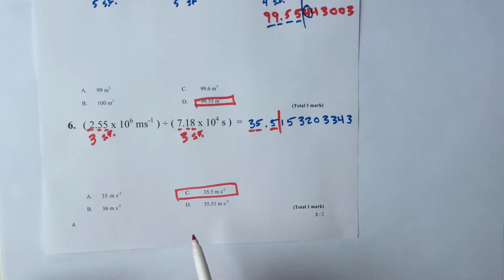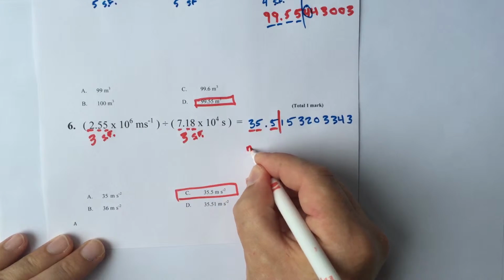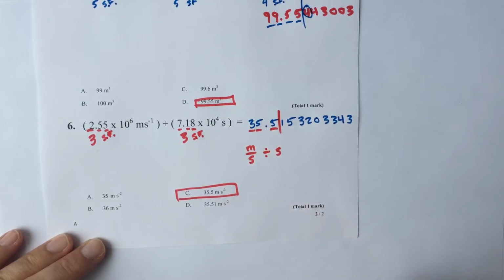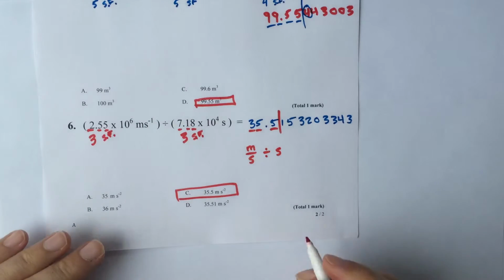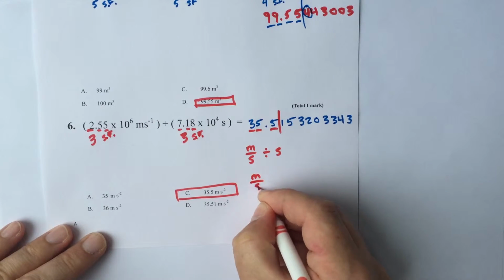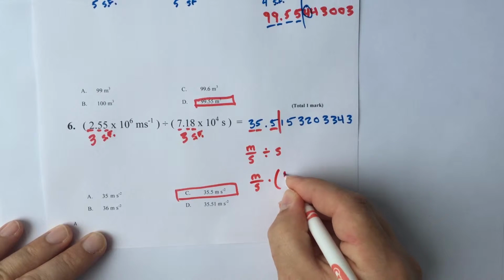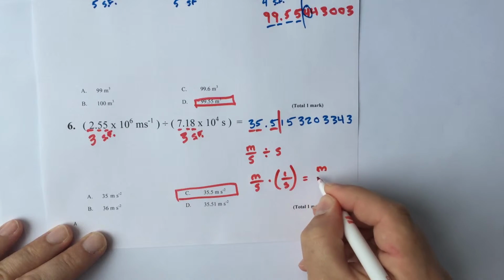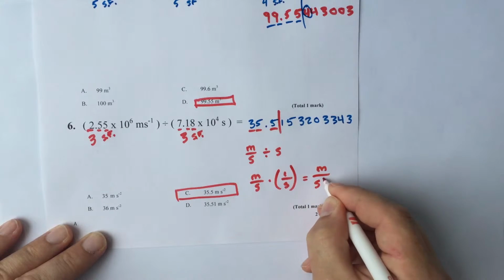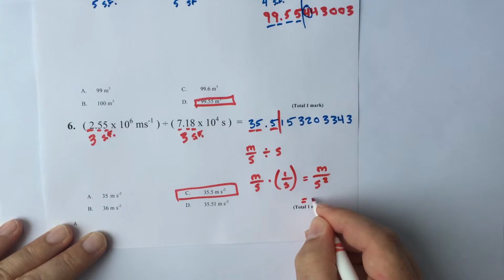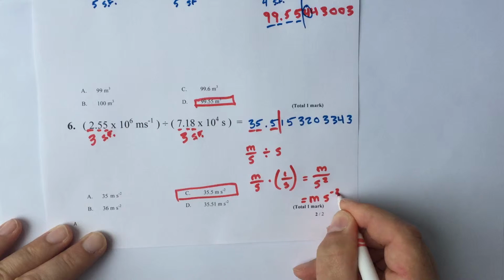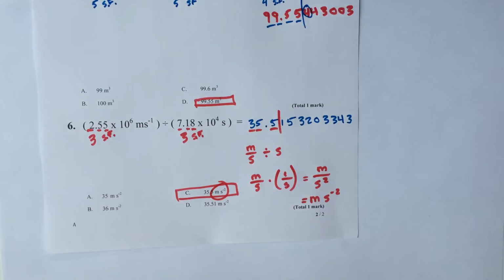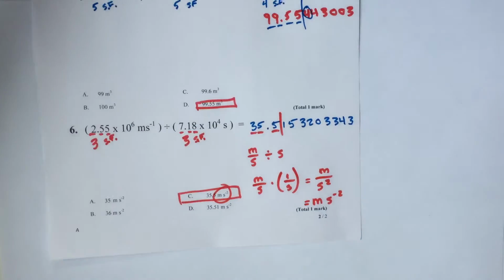We have units of meters per second divided by seconds, which is the same thing as meters per second times the reciprocal of seconds. And so we're going to get meters on the top and seconds times seconds on the bottom, or as IB would like to write this, meters per second squared. That would be the units. Just to point out. All right, number 7.